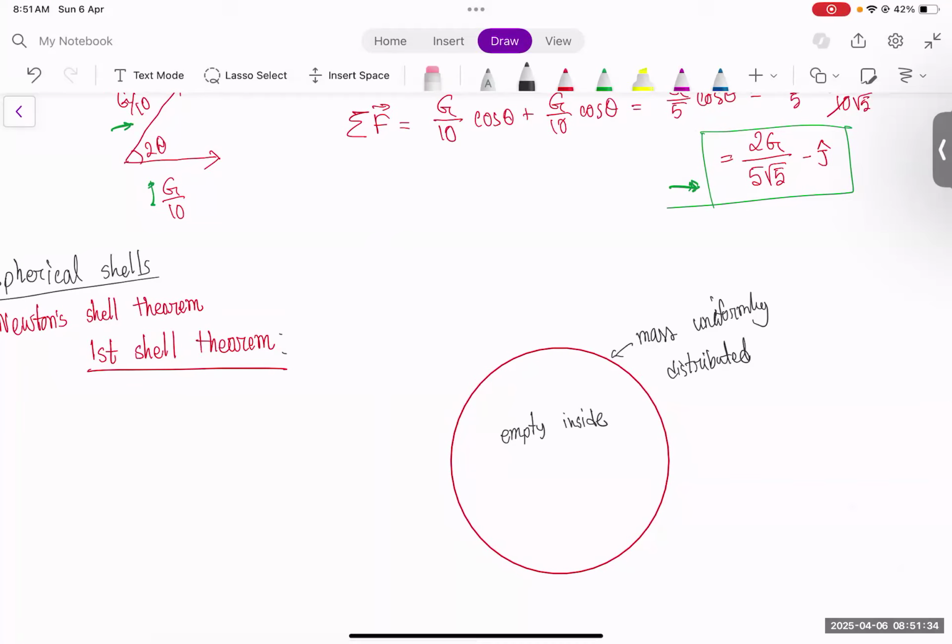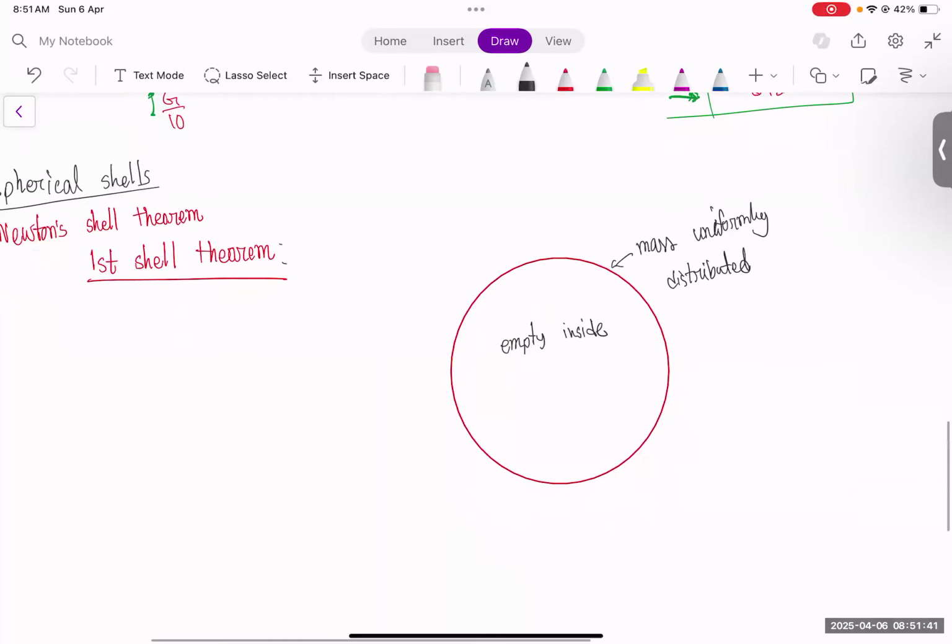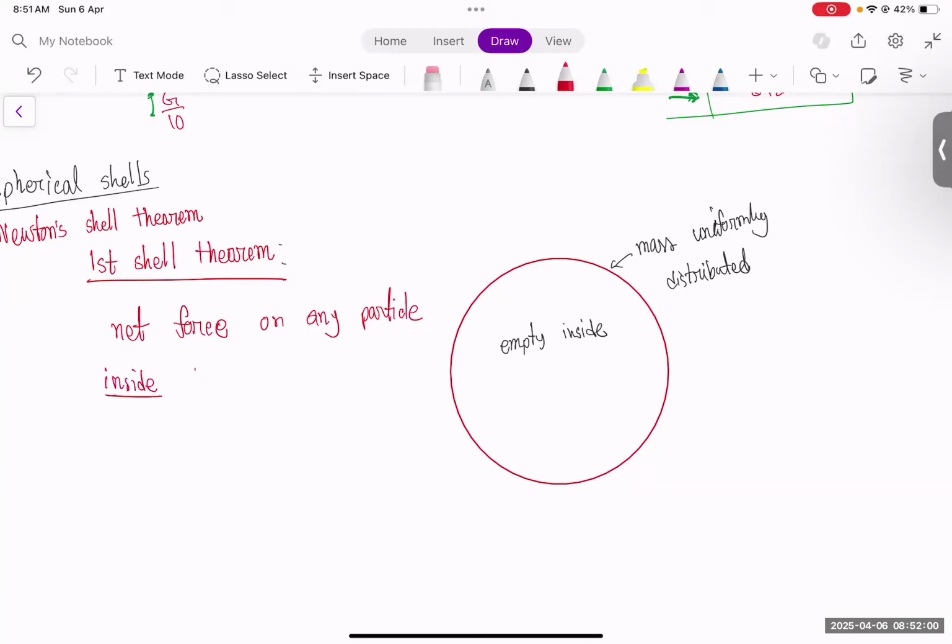So this is the setup you have for both the first and the second shell theorem. You have a spherical shell যার mass density হচ্ছে uniform, mass uniformly distributed. Okay, so the first theorem tells you that if you have such a structure, net force on any particle inside the shell due to the shell is 0.